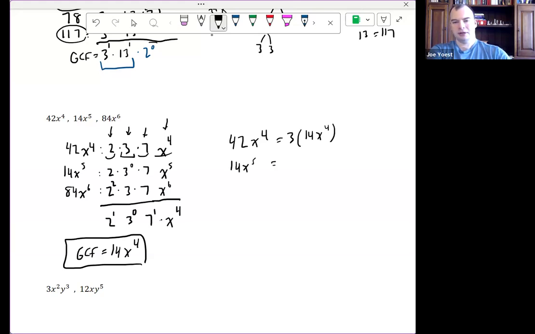14x to the fifth, there's my 14. And x to the fifth is like x to the fourth times x. So it's like x times 14 x to the fourth. And what is 84x to the sixth? Well, it's 14, which is 7 times one of the 2's, times 6, 2 times 3, the other 2 times 3. And x to the fourth times what gives me x to the sixth? X squared.